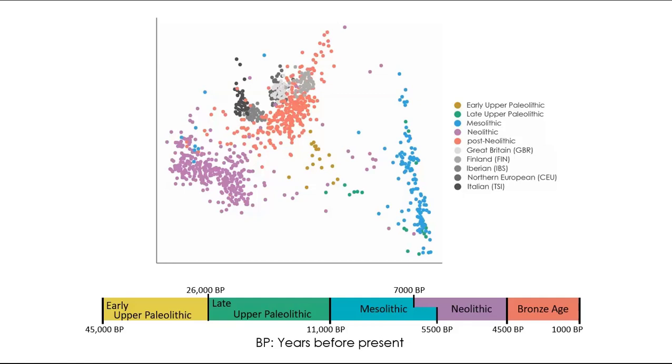And the colored points are ancient individuals, colored according to this timeline here, going back to 45,000 years ago, up to about 1,000 years ago. And the grey points here are people from present-day Europe. So these are people from Northern Europe and these are people from Southern Europe. So the first thing you can see is that the vast majority of the people who lived in Europe over the past 45,000 years are actually genetically nothing like people who live in Europe today.